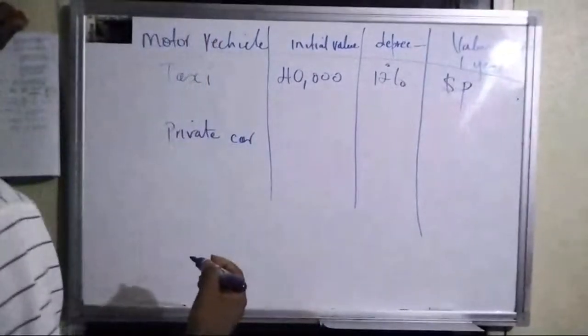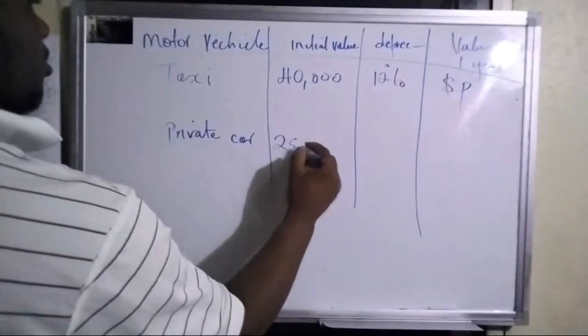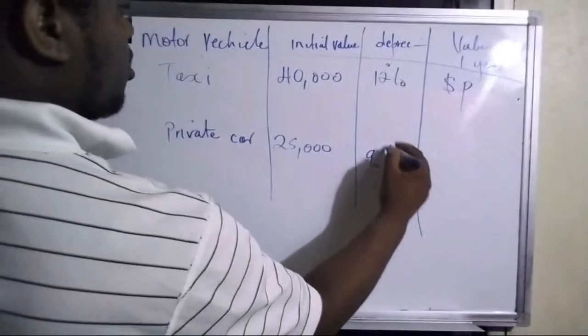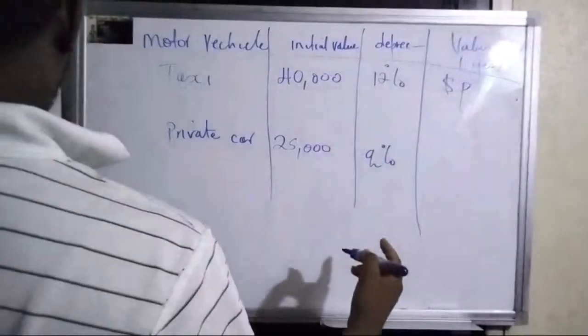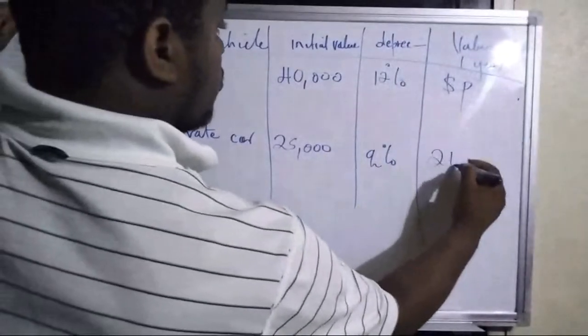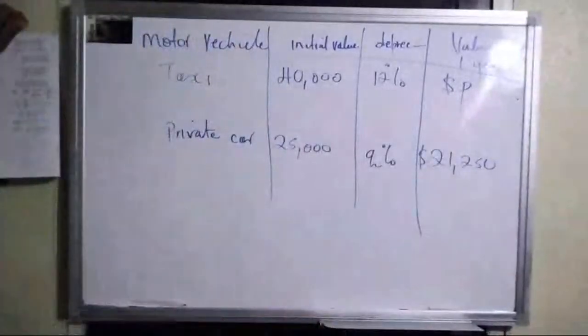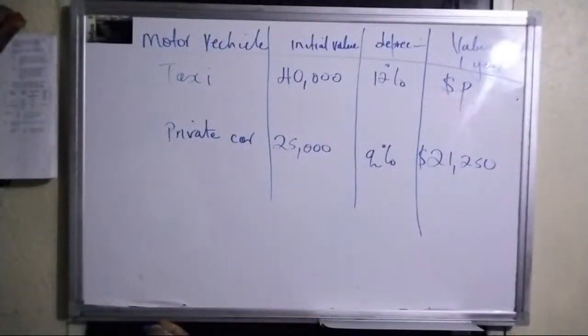So that's P. And for this one, 25,000, Q%. So you're gonna find the depreciation. And then the value was 21,250. So you have to find the value of P and Q.